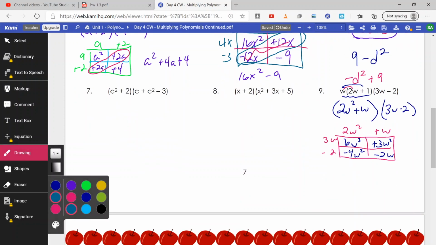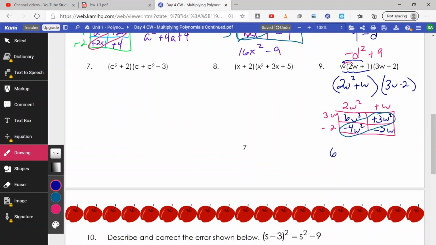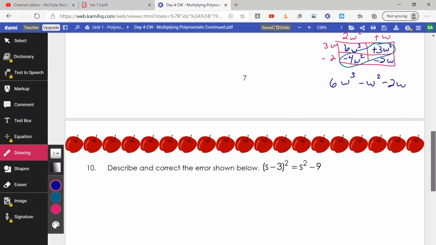Do I have like terms? I see we have 3w squared and negative 4w squared. Because they are the same letter with the same exponent, I just have to combine them. So we got 6w cubed. 3 minus 4 gives me a minus w squared minus 2w. And that is the simplified expression on that one.